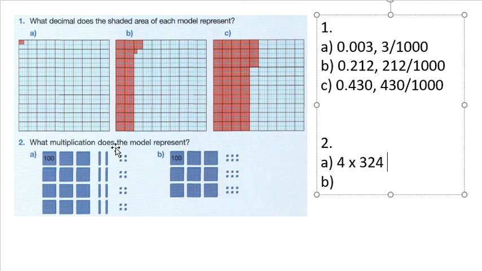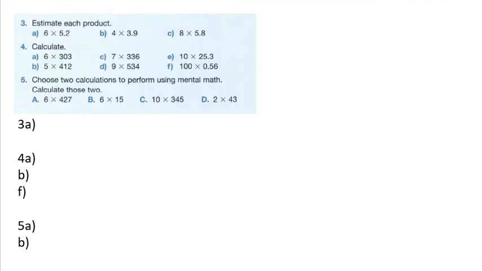So, 2b, how many groups do we have here? We have 1, 2, 3. That would be 3 times, how big is each group? Each group is 100, 200, 300, 1, 2, 3, 4, 5, 6. I should say that there are no tens here, so it is 306. And we can rewrite this as this, and that would be that particular multiplication model.